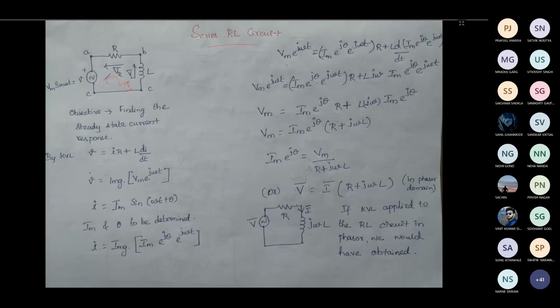Our objective is to find the current in steady state. If you write the KVL equation here, the voltage can be written as V is equal to IR plus L into dI by dt. This is a very simple KVL equation. The voltage across the inductor can be given by L into dI by dt, and the voltage across the resistor can be given by VR is equal to I into R. You know this, of course.